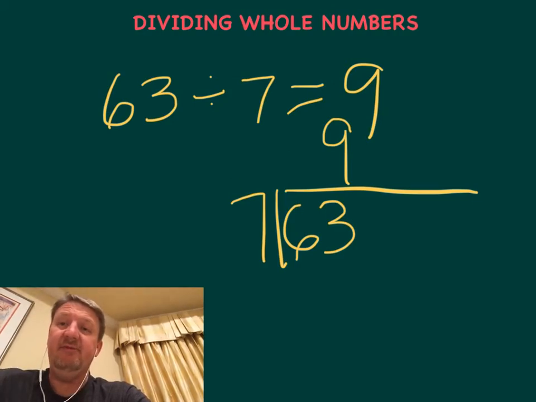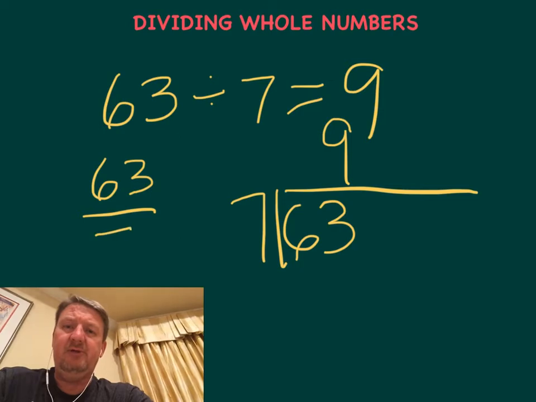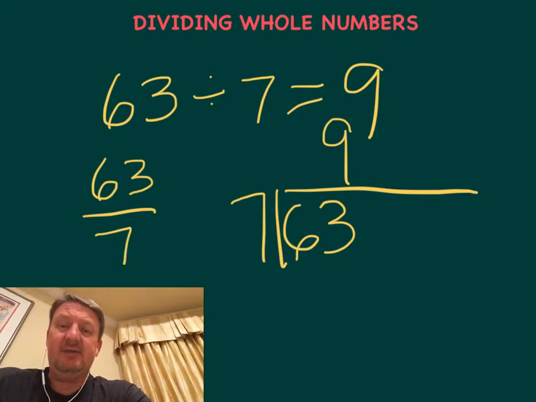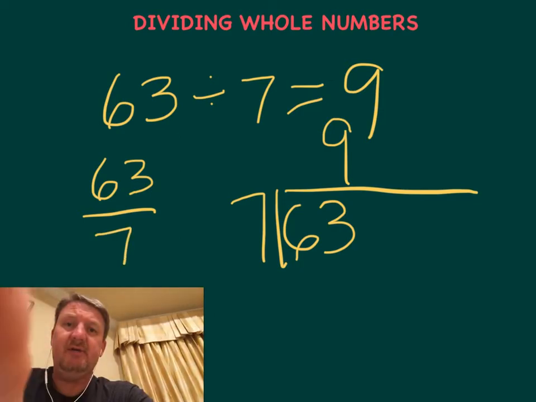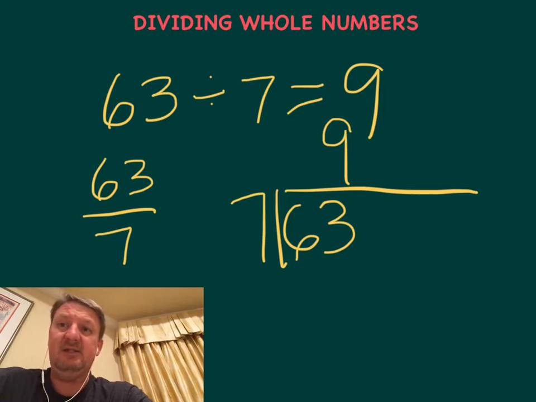If this were written as a fraction, and this really isn't part of what we were talking about, 63 over 7 is the exact same thing. 63 is your dividend. 7 is your divisor. And then when that simplifies, you would actually get 9. So there are three different ways of looking at a division problem.